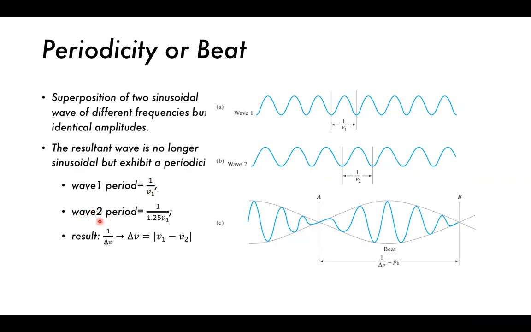We can see that wave 1 has a period equal to 1 over V1, and wave 2 has a period equal to 1 over 1.25 V1. The result here is 1 over the difference, the absolute difference in these two, so V1 minus V2. That would be 0.25 for delta V. So 1 over 0.25 gives a result of 4.